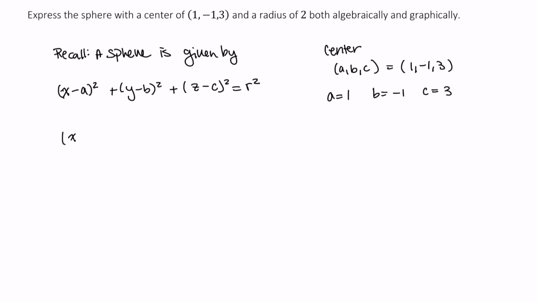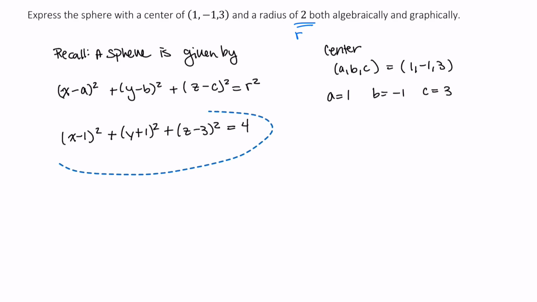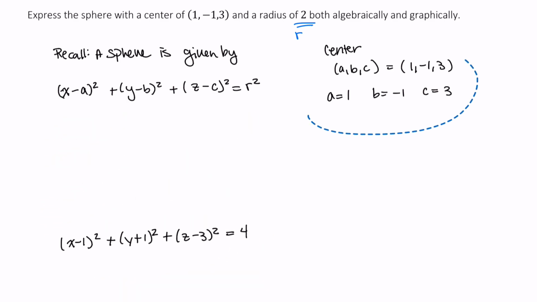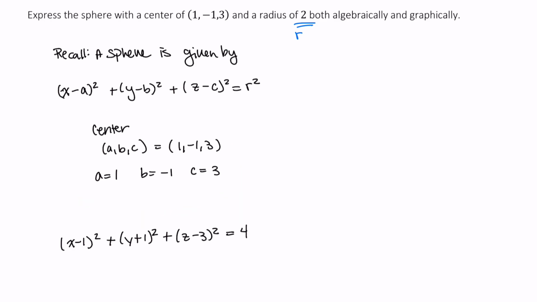So our sphere is (x - 1)² + (y + 1)² + (z - 3)², and we're told that r is equal to 2 in this case, so I know that this equals 4. So there is the sphere algebraically. And actually, I'm going to rearrange. I should have moved it like this, and you'll see why in a second. So there's our sphere algebraically.